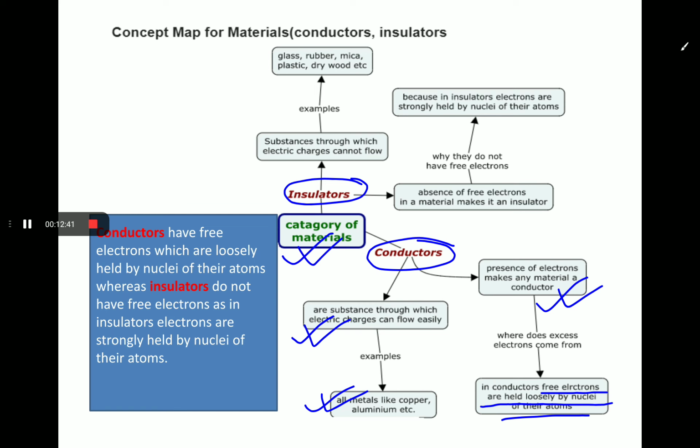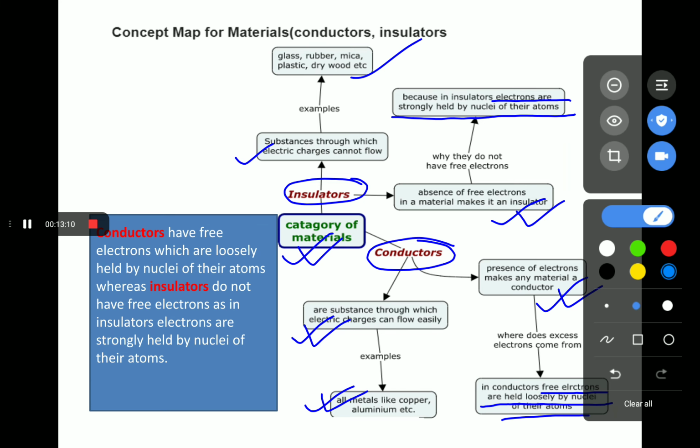In an insulator, electric charges cannot flow. The examples are glass, rubber, mica, plastic, dry wood, etc. In an insulator, there is an absence of free electrons in the material. Why? Because in an insulator, the electrons are strongly held by the nuclei of their atoms, so that we can define or classify a material as a conductor or insulator.